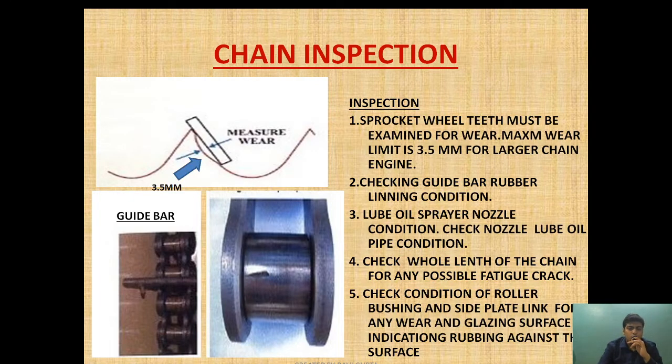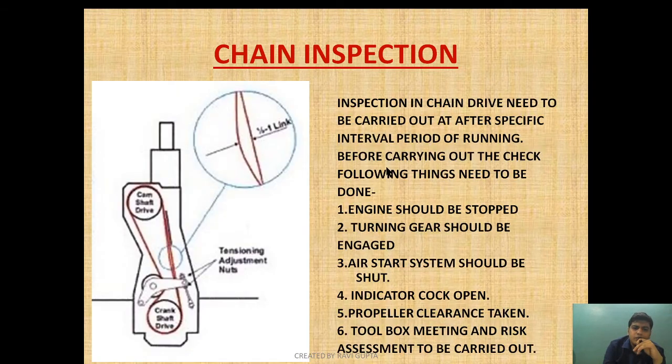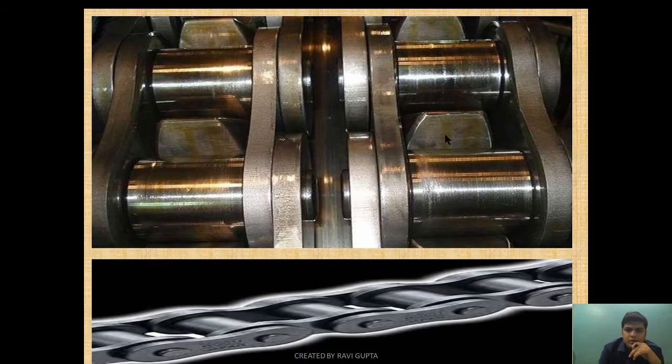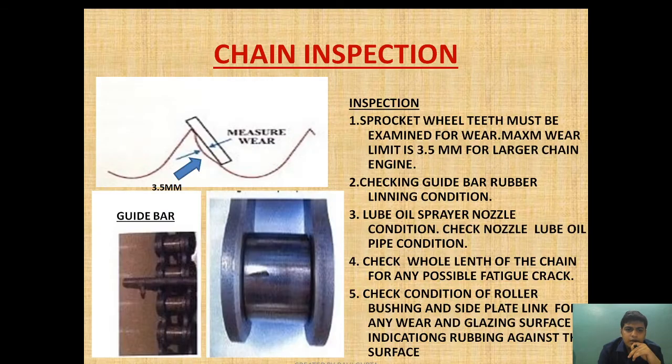Now let's see what inspections we are going to carry out on a chain drive. Basically, what we are going to do is check, first, the sprocket wheel teeth, which must be examined for wear. Maximum wear is 3.5 mm for a larger chain engine. So what I mean to say is, as you have seen this sprocket, this should be checked for wear and the maximum amount is 3.5.